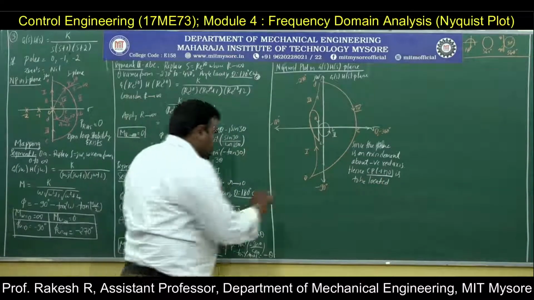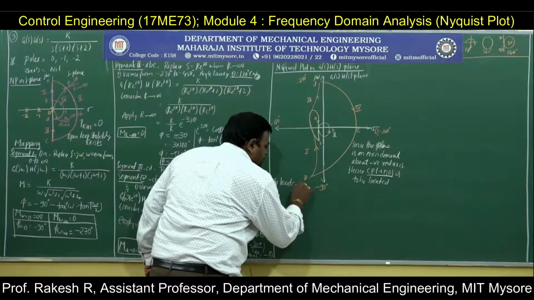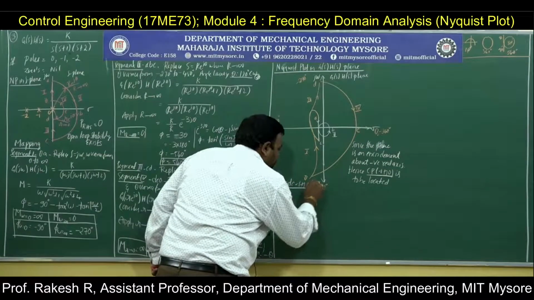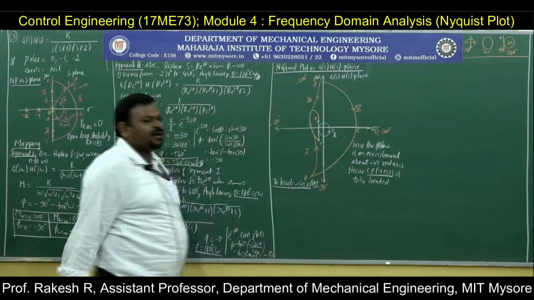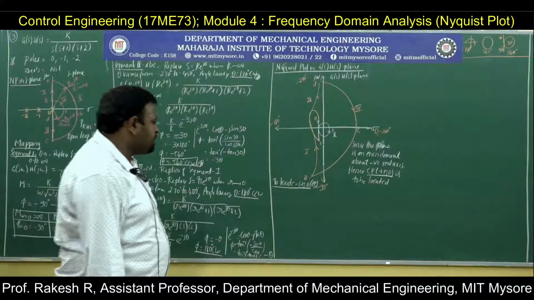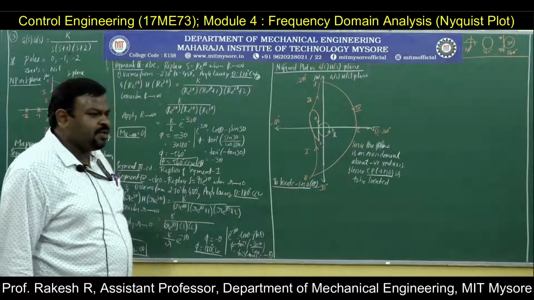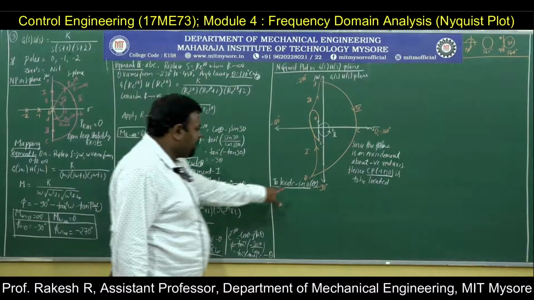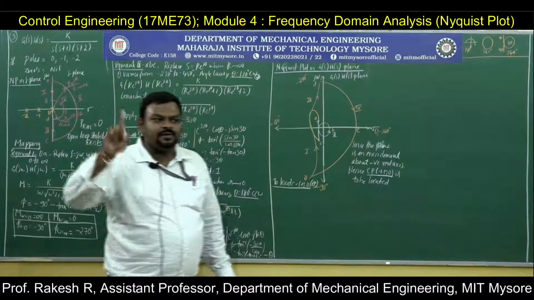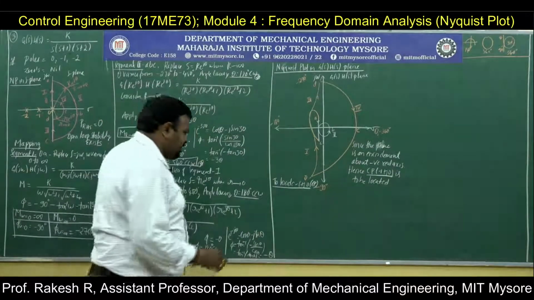How to locate the critical point? So to locate the minus 1 plus j0 critical point. The condition at minus 1 plus j0 is that the magnitude will be equal to 1. Either you can use the magnitude condition or you can use the phase angle condition.